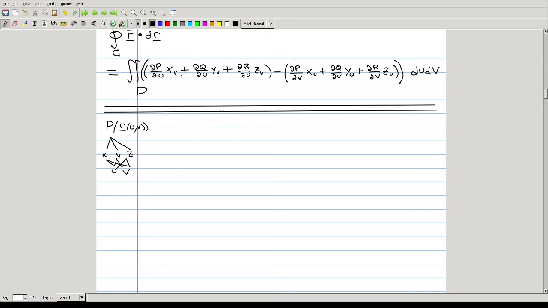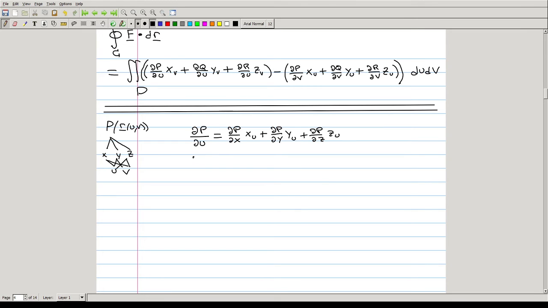So the idea here is that each one of these derivatives in this expression, for instance dp/du, is really equal to, in terms of x, y, and z, dp/dx times x_u plus dp/dy times y_u plus dp/dz times z_u.